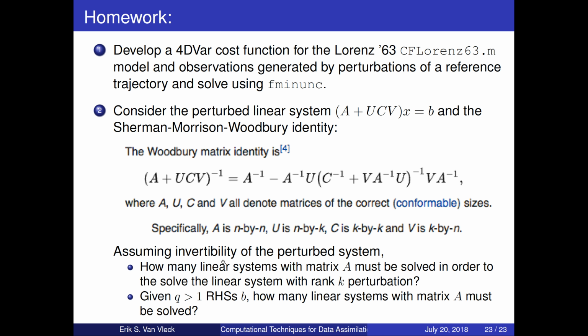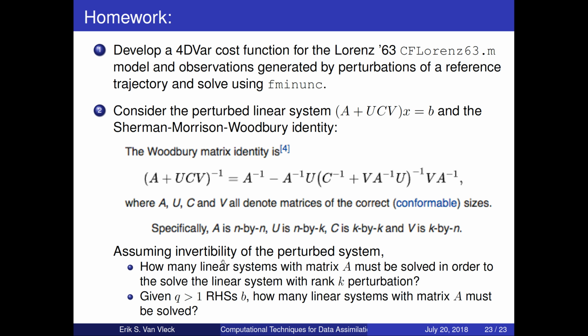Okay, so this brings us to our last slide. The homework is to develop a 4D-Var cost function for the Lorenz 63 model. So think of the 4D-Var cost function that we had on the second slide of these lectures, and you can then form this cost function and solve using fminunc, which is the MATLAB unconstrained minimization algorithm.